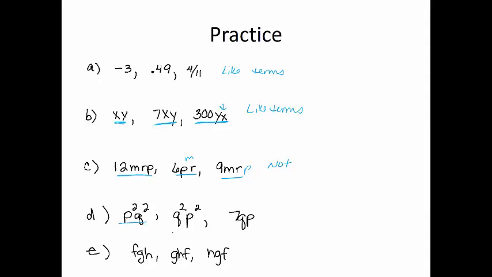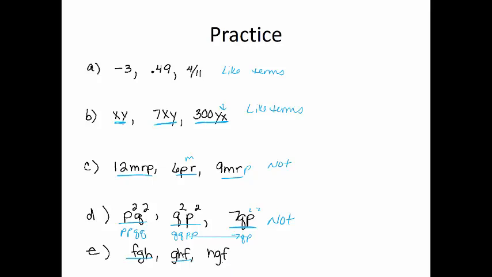P squared, Q squared. P squared here and a Q squared here. They're just in a different order. But look at here. These don't have the squares, so they don't have the same variables, because this would be a P, a P, a Q, and a Q. A Q, a Q, and a P, and a P. This is just one Q and one P. So these are not like terms.